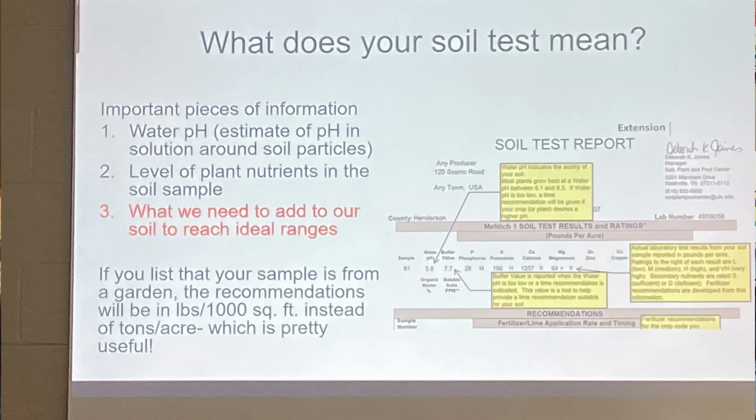What does your soil test mean? Important pieces of information: water pH, an estimate of pH in solution around soil particles, the level of plant nutrients in the soil sample, and what we need to add to our soil to reach ideal ranges. If you list that your sample is from a garden, that recommendation will be in pounds per 1,000 square feet, instead of tons or acres, which is pretty useful.